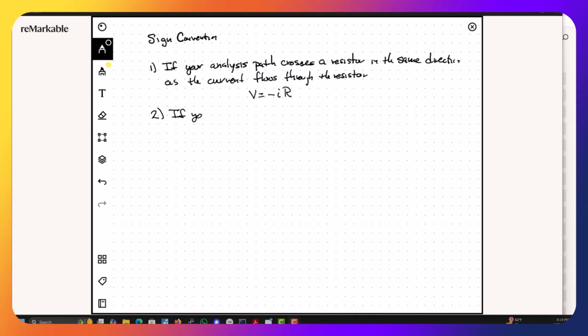Okay, so number 2. If your analysis path crosses a resistor in the opposite direction.